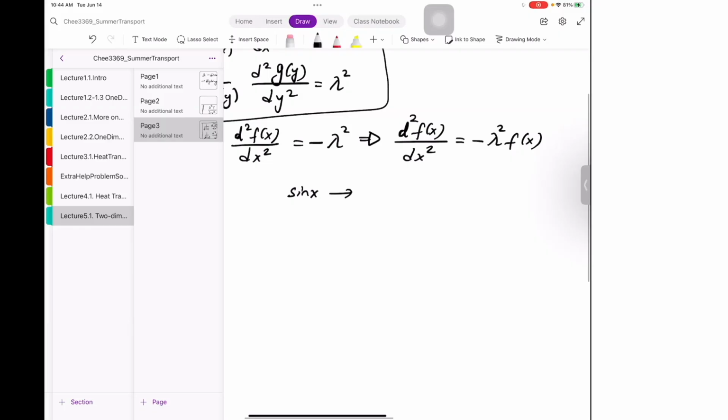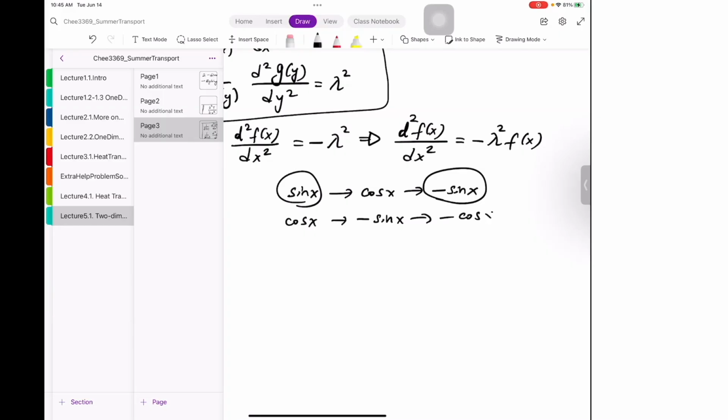The derivative of sine of x is cosine of x, but the derivative of cosine of x is negative sine of x. So I get the negative of the original function. Similarly, for cosine of x the derivative is negative sine of x, and the derivative of negative sine of x is negative cosine of x. Again, you got the negative of the original function, right? So this equation is reminiscent of that equation. So both sine of x and cosine of x might be solutions. Okay. So it's going to be a combination of the two.